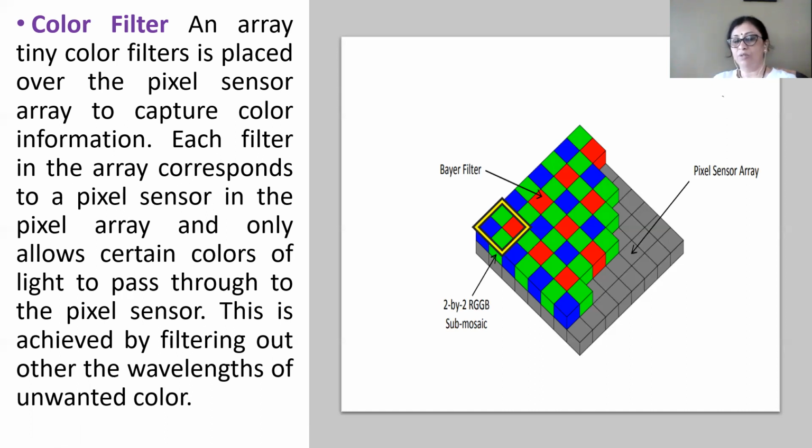If you are using a red filter, other wavelengths are blocked and only red is allowed. If you are using a green filter, only green light is allowed to pass through it. If you are using a blue filter, only blue light is allowed to pass through. By using different intensities of these red, green and blue, a particular color is formed. So this filtering is used to produce different colors.